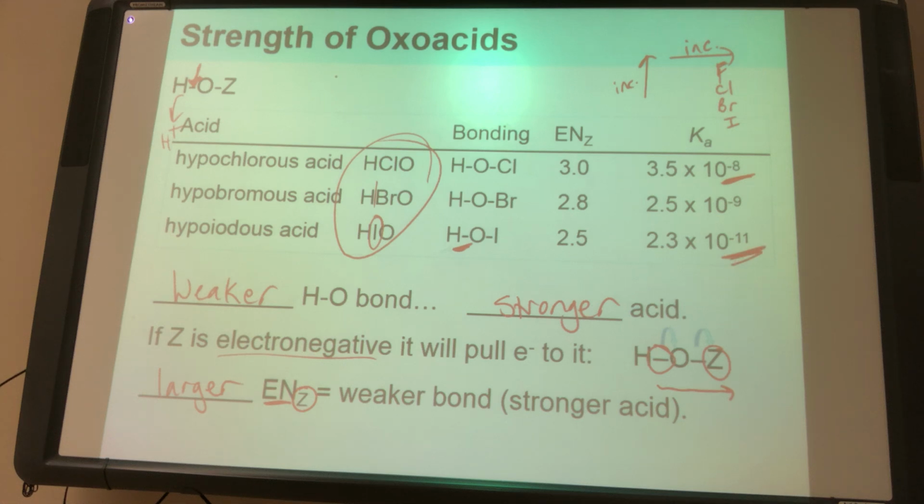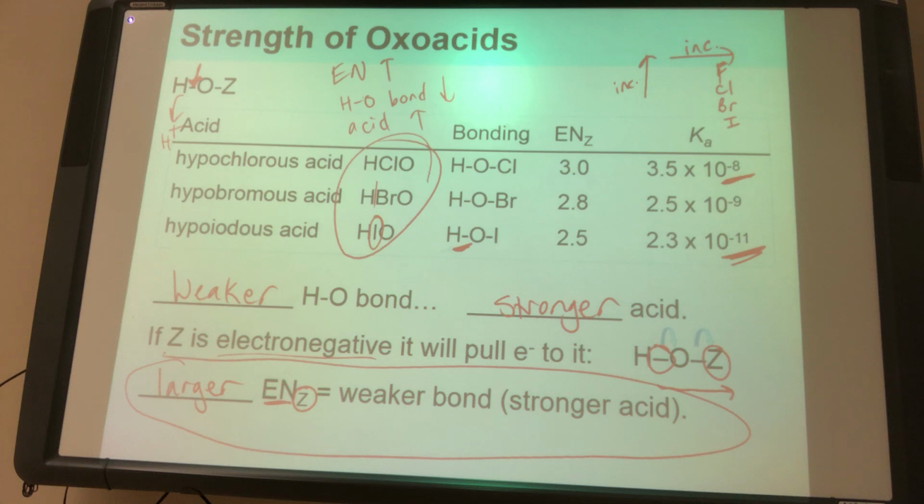Okay? So, our rule, electronegativity increases. Then we have a weaker HO bond. So, electronegativity increases. We could say HO bond decreases, so then my acid is stronger. So the stronger the electronegativity, the stronger the acid, right here. Larger the electronegativity, the weaker the bond, the stronger the acid.